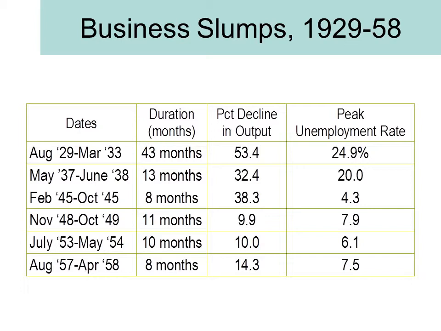We're getting close to 4 years of economic downturn, economic recession. So the economy is in a recession for 4 years. Look at the decline in output, monstrous, 53.4%. In other words, think about this in today's terms.